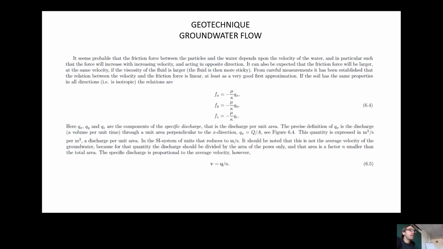It should also be noted that this is not the average velocity of the groundwater. Be careful, because that quantity quantifies the discharge and has to be divided by the area of the pores only, not the area of the whole soil, because, of course, there is the porosity, that is the factor that reduces the scale. So the specific discharge is what we really want to know, and it is defined with the real velocity, that is V equal Q over N.